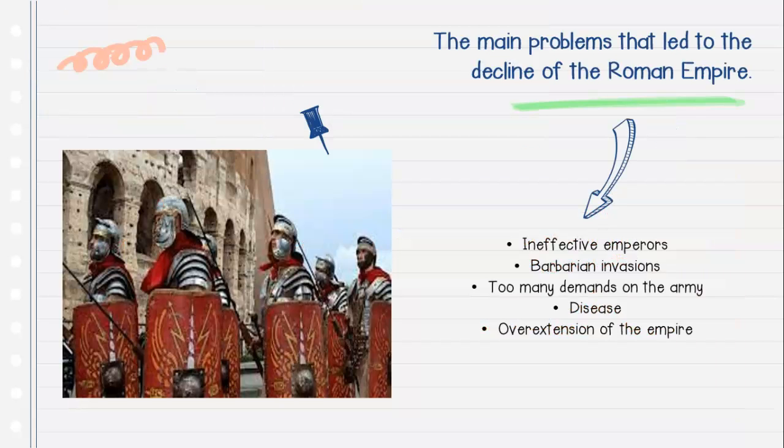So the main problems that led to the decline of the Roman Empire were ineffective emperors, barbarian invasions, too many demands on the army, disease, and overextension of the empire. The empire just got so large. And with all of these other factors, it was difficult to control or to handle or to maintain.